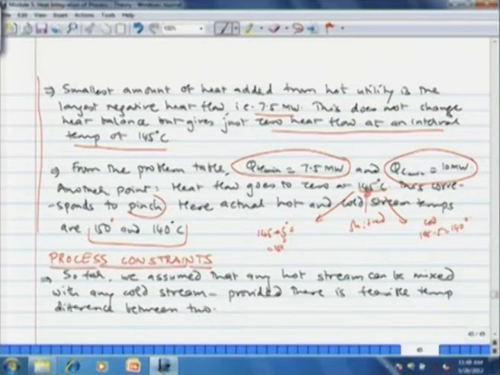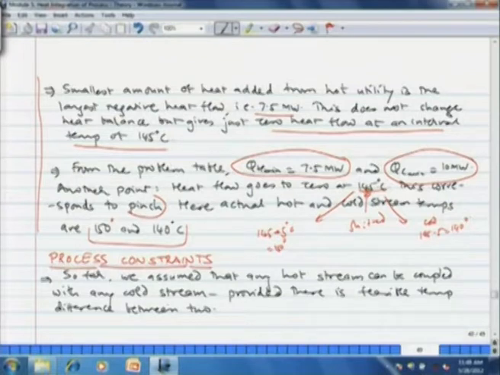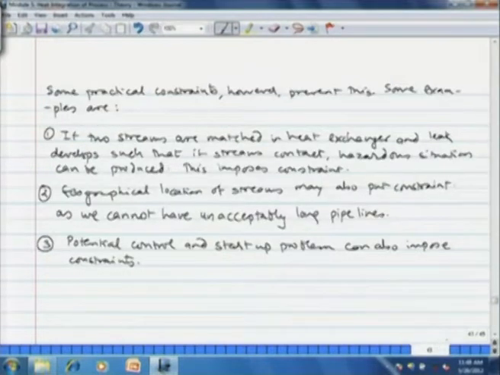Now there are certain process constraints. So far we have assumed that any hot stream can be coupled to any cold stream, provided there is a feasible temperature difference between the two. But some practical constraints are possible. Some practical constraints can prevent this particular coupling.